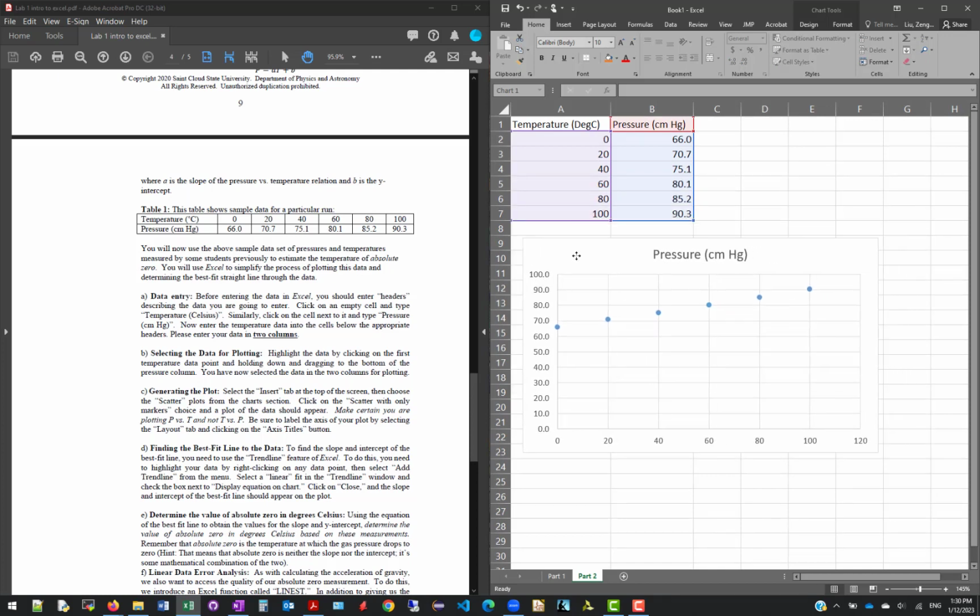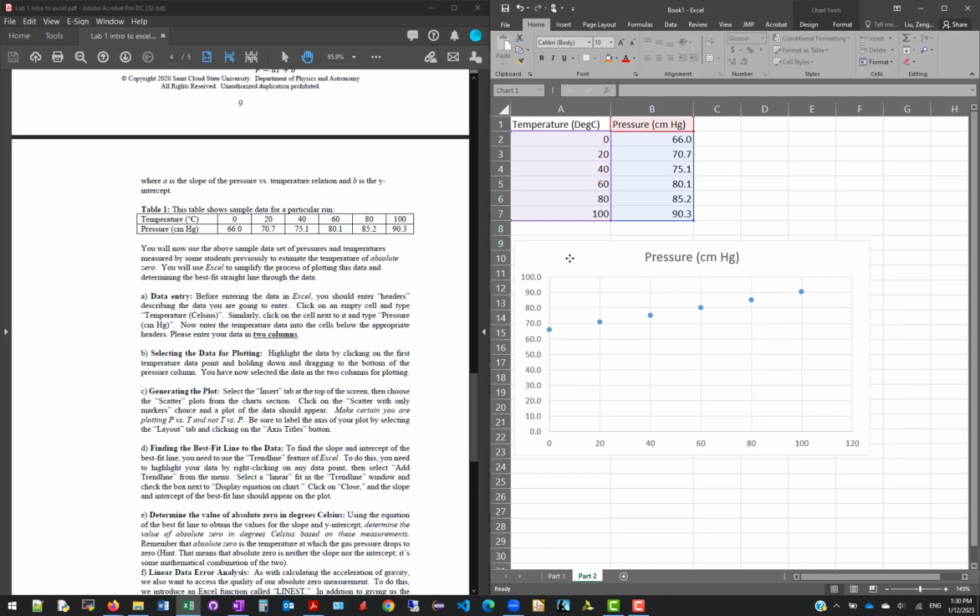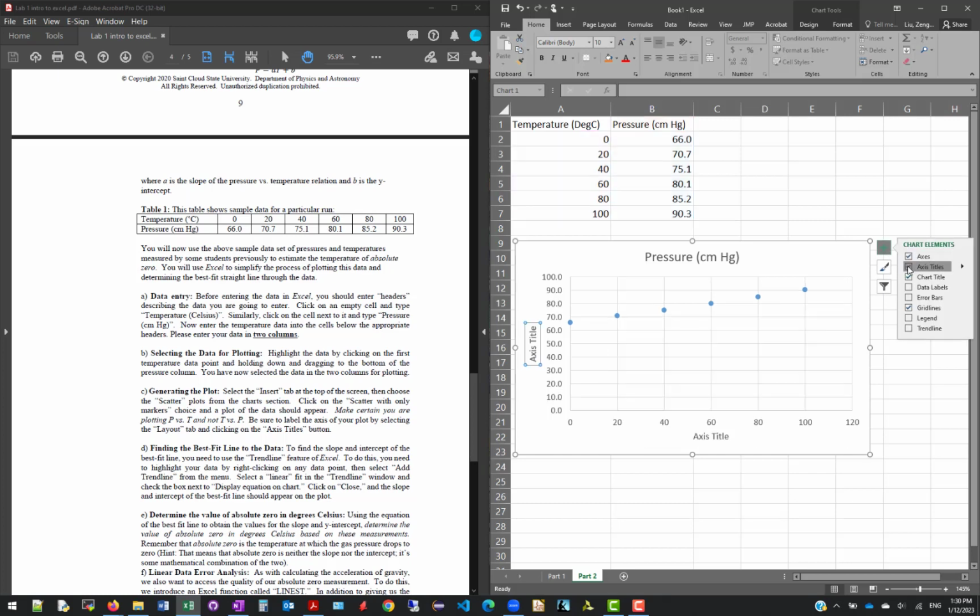Alright, and the plot is quite basic. It's not complete yet. We're going to have to find all the elements and add them in. So just go over here and click on this greenish cross. So you want to check the axis label. You want to check the legend, so you know what's what, and then you also want to check the trend line, and this gives you this dotted line that fits through the data points.